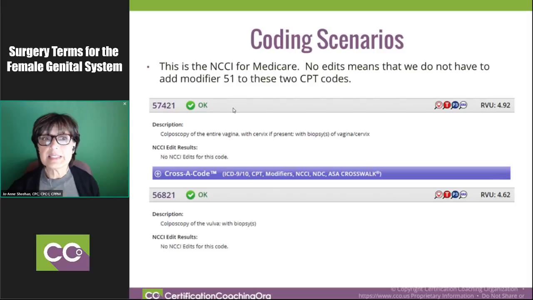Now, this is the NCCI edit for Medicare. As you can see here, no edits means that we do not have to add the modifier 51 to these two CPT codes. So we have the colposcopy with the RVU of 4.92, and this one is the 56821, the colposcopy of the vulva with the RVU 4.62. No NCCI edits for this code.